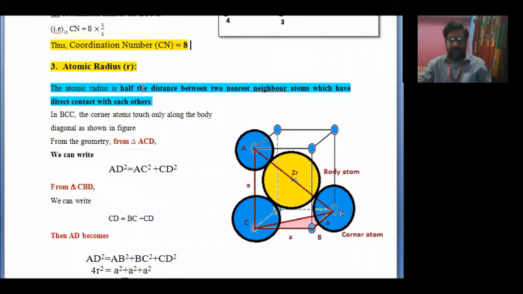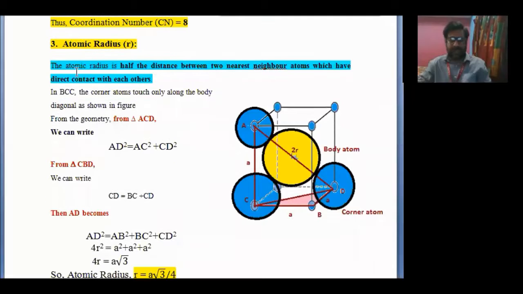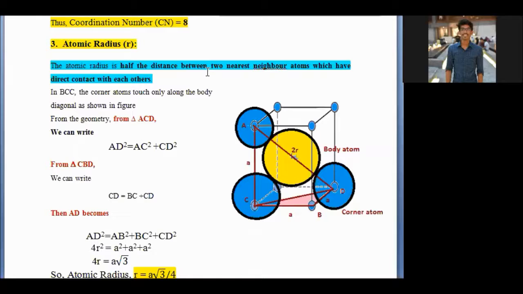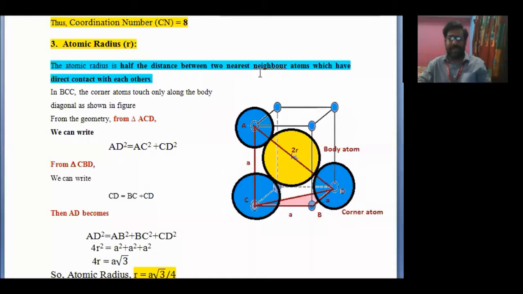The third parameter is atomic radius. It is defined as half of the distance between any two nearest neighboring atoms which have a direct contact with each other. Half of the distance between two nearest neighbors which have the direct contact with each other.